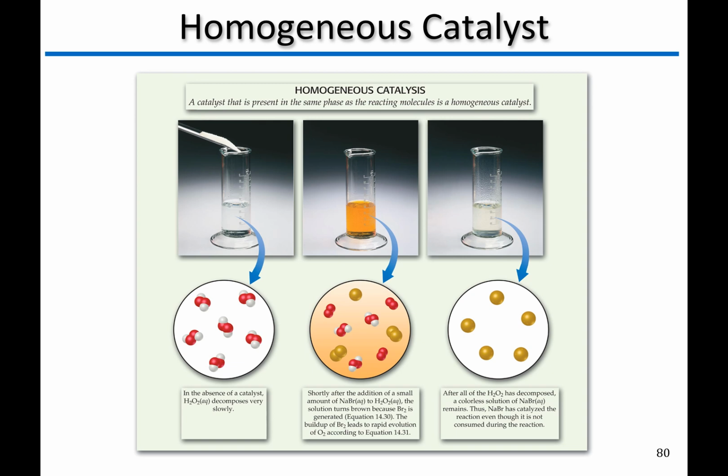A homogeneous example, so here we see H2O2. In the absence of a catalyst, it decomposes very slowly. But if we add something like sodium bromide as a catalyst, okay, then it reacts. So the buildup of Br2 leads to the rapid evolution of O2. Okay, so it's actually acting as a catalyst. Okay, then after all of the H2O2 has decomposed, a colorless solution of sodium bromide remains. Okay, so it's catalyzed the reaction. What they're trying to say is it's catalyzed the reaction, but it wasn't consumed by it. So this would be a homogeneous catalyst. That's the only point I'm really trying to make, is that it's in the same phase.